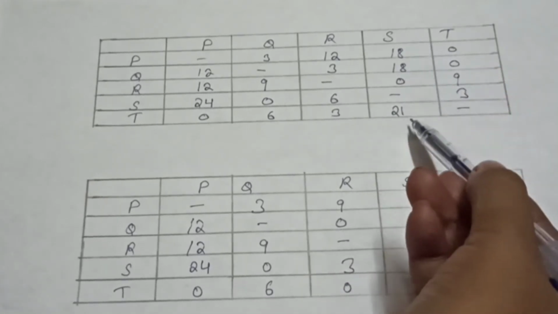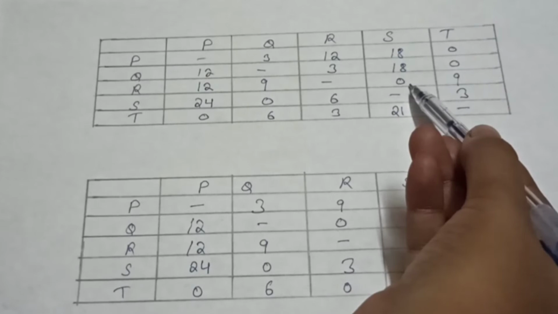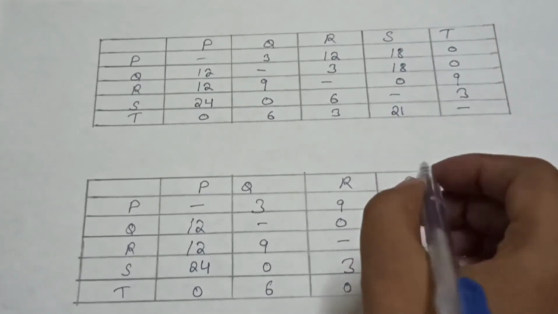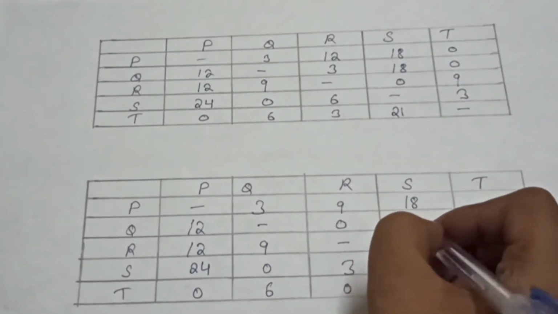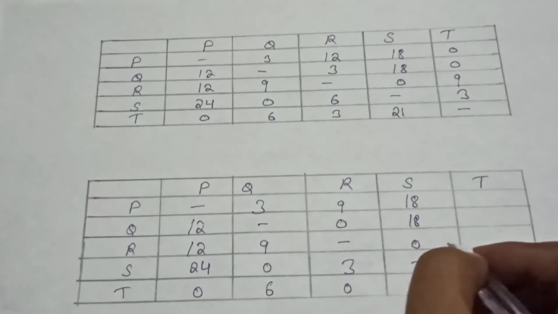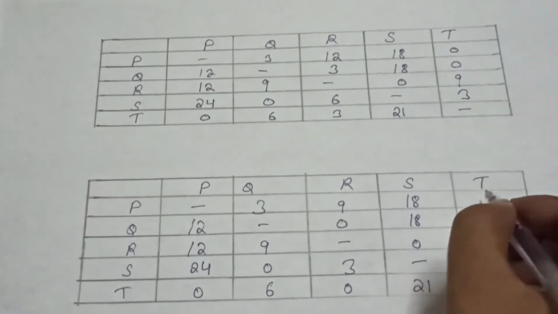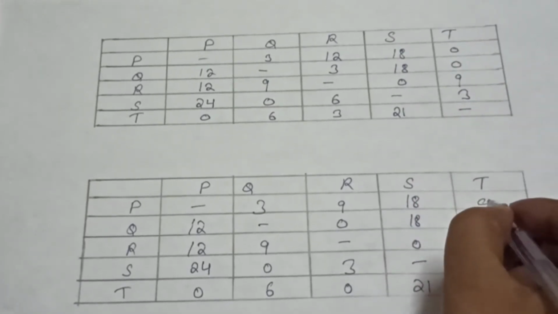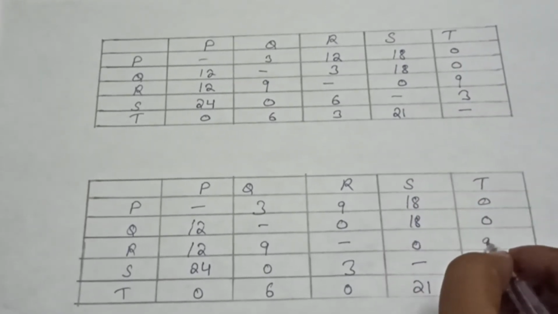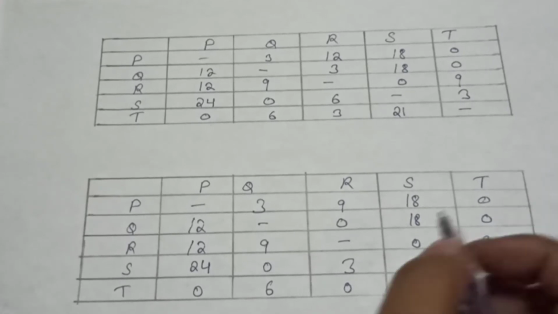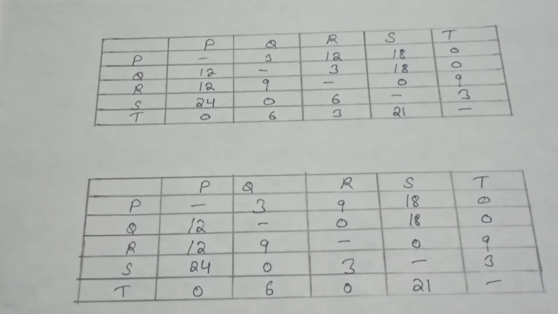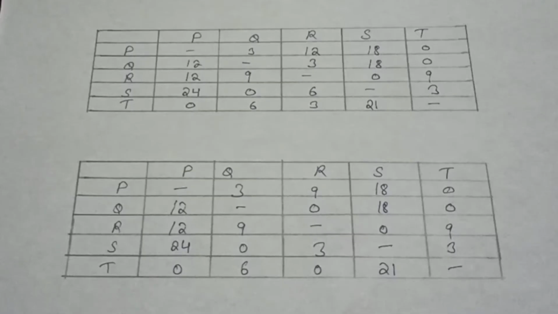In this fourth column, you can see 0 is the minimum element. So all elements will remain the same as 18, 18, 0, hyphen, 21. And in this column, as you can see, 0 is the minimum element. So here 0, 0, 9, 3 and hyphen. So this is our matrix after the column minimization operation.